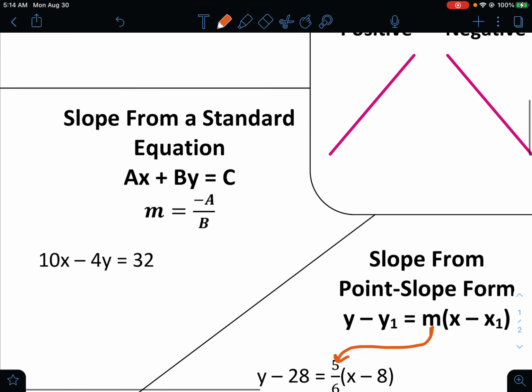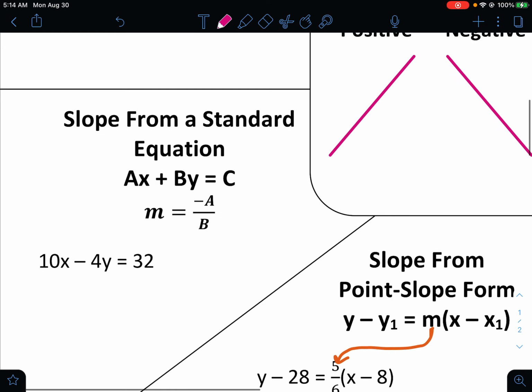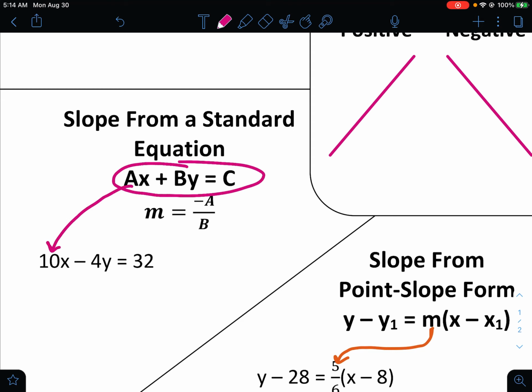Alrighty. Now we're going to move on to slope from a standard equation. This one is kind of weird. Maybe you haven't seen it before. This is standard form right here. That means this 10 is A. Do it this way: M equals negative A over B. So 10 is A, B is going to be negative 4, and C is 32. We don't really need the C though.